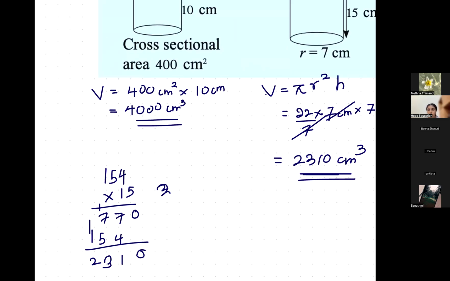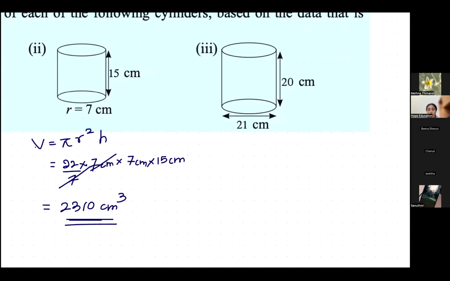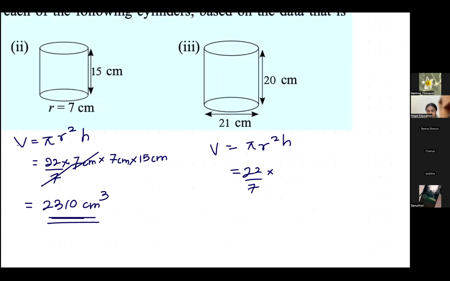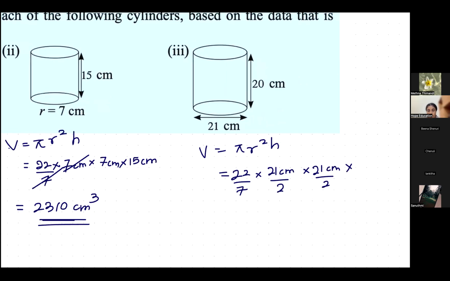So yes, Lankita, your first two answers are correct. Then the third one, volume equals pi r squared h. Pi is 22 over 7. Then look, the radius is not given, the diameter is given. A diameter is two radii. So to find the radius from the diameter, you have to divide the diameter by 2. So the diameter is 21 centimeters. You divide that by 2, then you get the radius. Then we need the radius twice, because 2 radii are needed. Then the height is 20 centimeters.